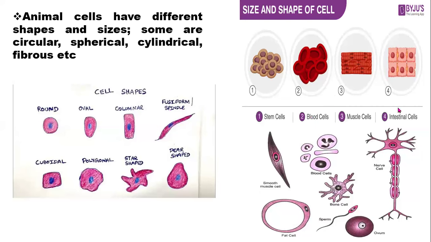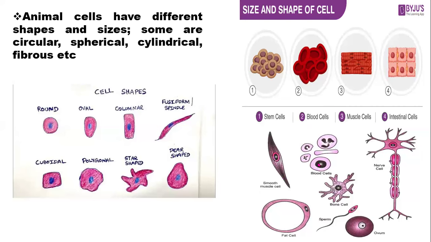If you look at this number 4, which is intestinal cells, they look more like what we call columnar, right? They look like columnar shape. So if you look at the picture that is below that, you can see this is smooth muscle. You remember smooth muscle cell? Look at it. This is muscle cells, and look at the shape, which is fusiform or spindle, right?